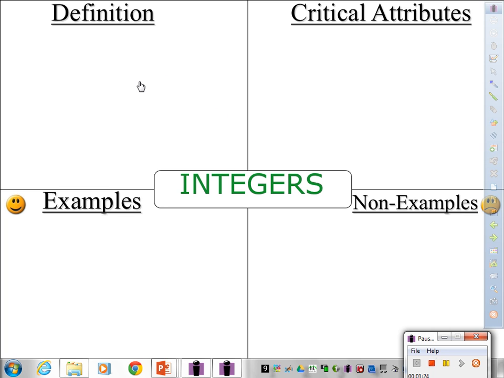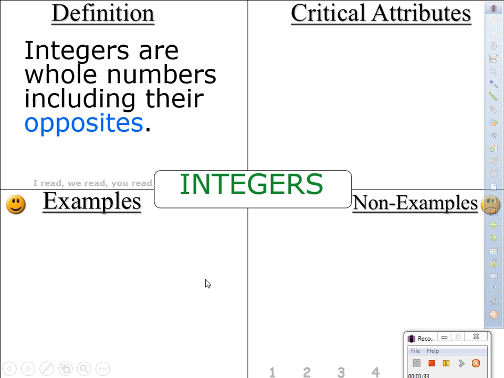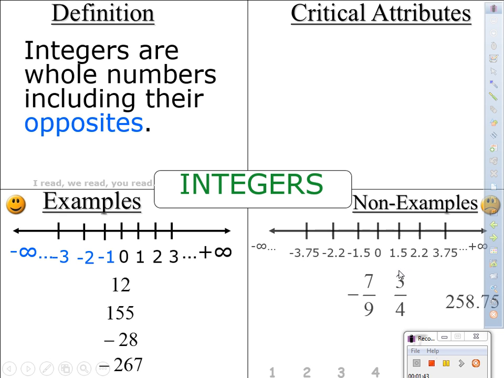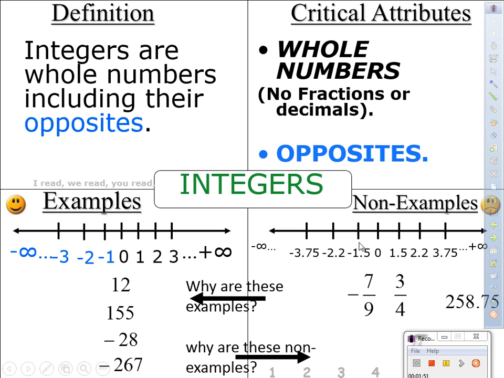Okay, thank you. Here we go. Definition. Integers are whole numbers including their opposites. Your examples should look something like this. Some of you wrote the number line, some of you didn't. As long as you wrote some examples, that's fine. And non-example, you should have written some fractions and decimals. Is that correct? All right. So, whole numbers, no fractions or decimals, and opposites. Are we there so far?